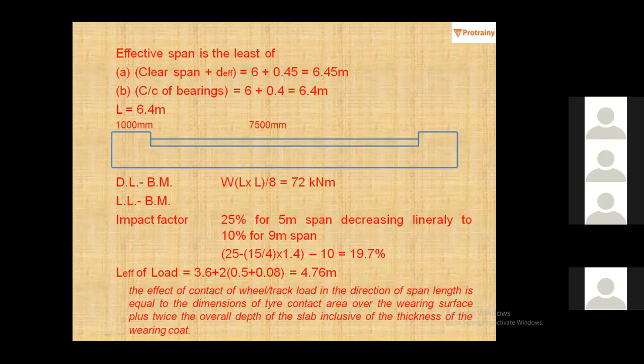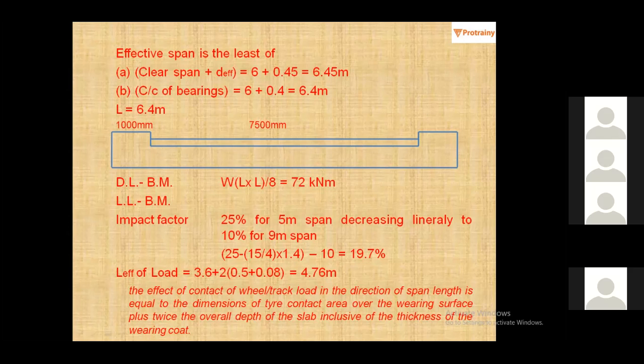ठीक है? Dead load के लिए it's same as before, जैसा हमेशा होता है, WL square by 8. L you have already 6.4 meter. L की value आपने निकाल ली है. You need to find the value of the total weight W. How to find the value of W? Dead weight of slab plus dead weight or weight of wearing coat. अभी ये भी हमने last time निकाली थी. If अगर नहीं निकाली तो just like unit weight of concrete into the width of the section, or same is for your wearing coat.